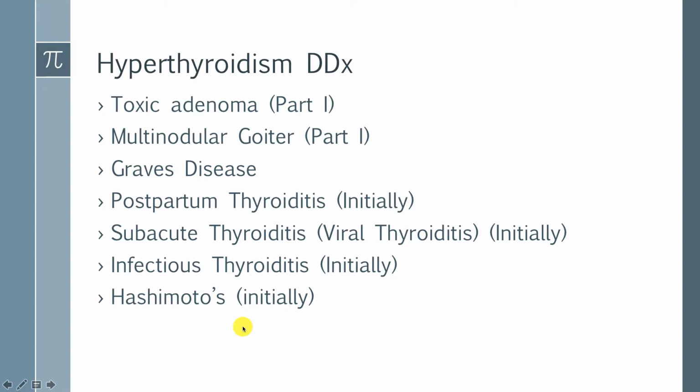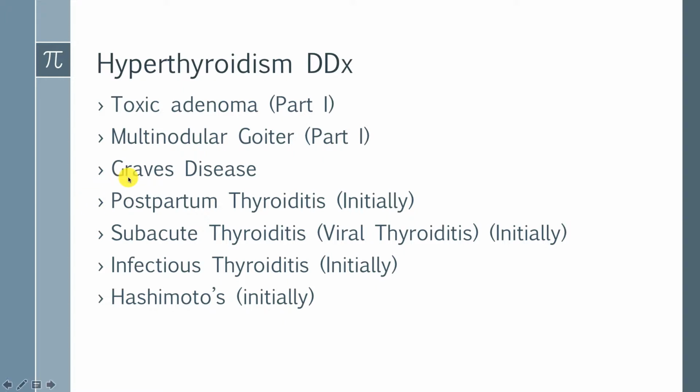So with differential diagnosis, what should you think of when you see a hyperthyroid patient? This is what they primarily ask you. Hypothyroidism, there's not many things they're going to ask you on the surgery shelf, but they will ask you about hyperthyroidism. We talked about the toxic adenoma and multinodular goiter in part 1 of our lecture, right? Essentially, there's just one or multiple nodules that oversecrete thyroid hormone.